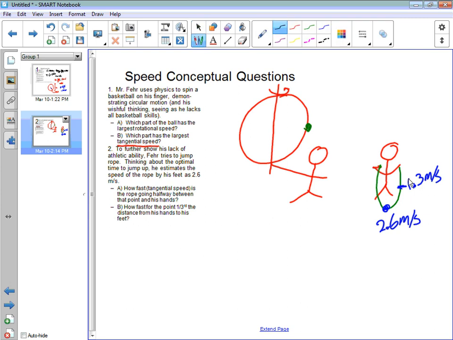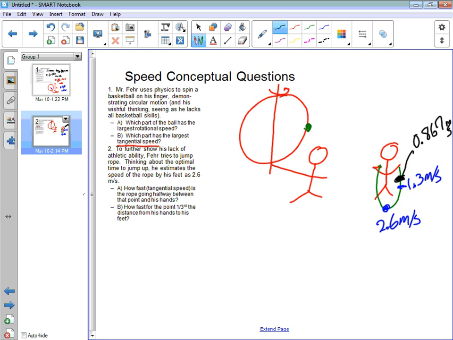And if we're talking about something that's a third of the way from the axis of rotation for my hands, well, maybe down here, I guess. So we just say, what is 1/3 of 2.6 going to be? That's going to be 0.867 meters per second.